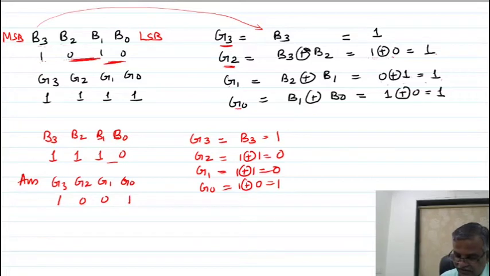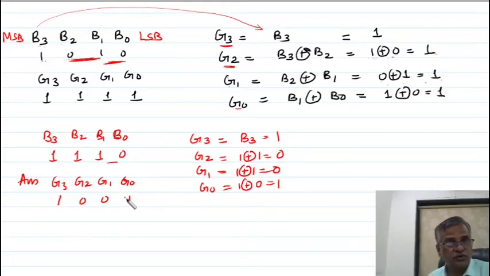I think you understand again. This G3 I would write as it is. For G2 I have to take the XOR function of these 2. Both are at different values, so 1. For G1, for these 2, B2, B1, same value, so it is 0.